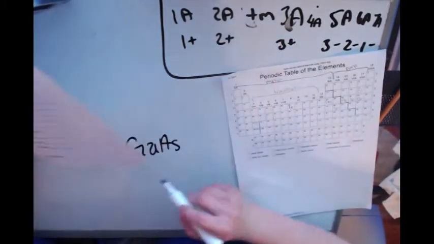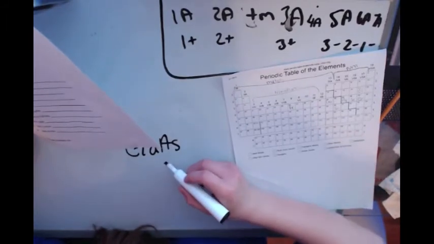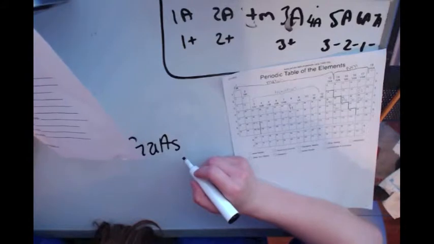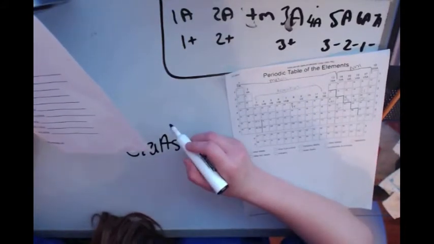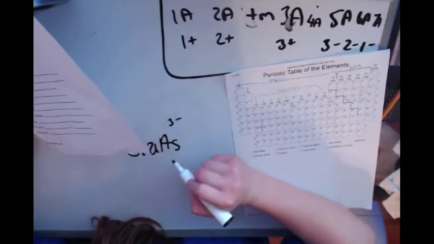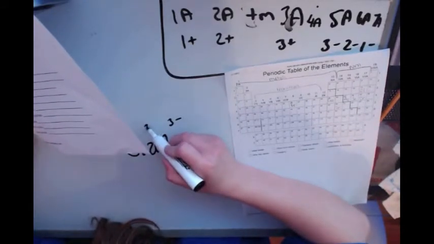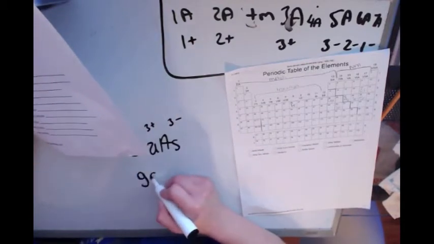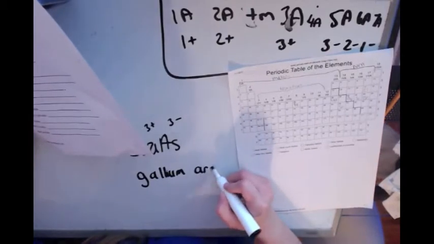So gallium, it's on the left side. It functions as a metal, which functions as a cation. And this arsenic, it's functioning as an anion. Arsenic has a charge of 3 minus because it's in the 5A column, and gallium in the 3A column has a charge of 3 plus. So they balance, and you're done. You just write the name. Gallium arsenide.